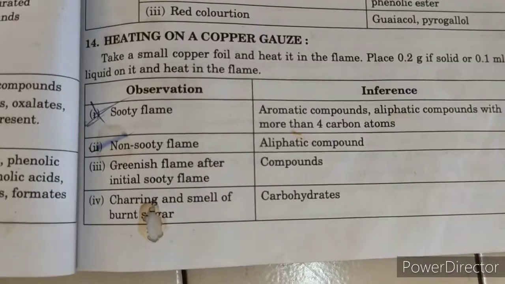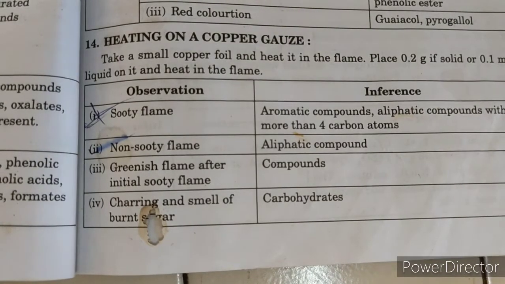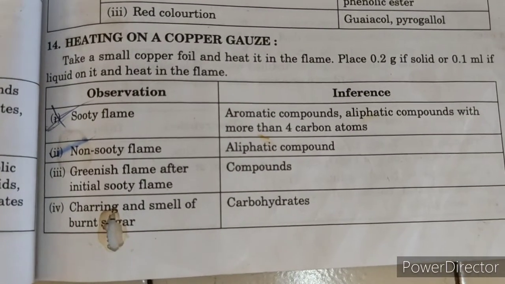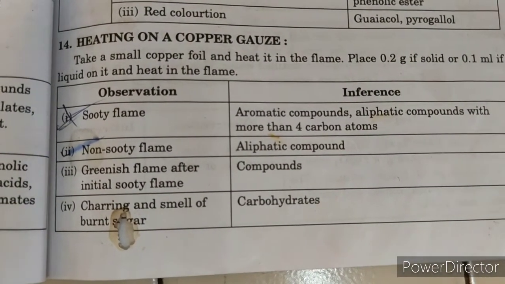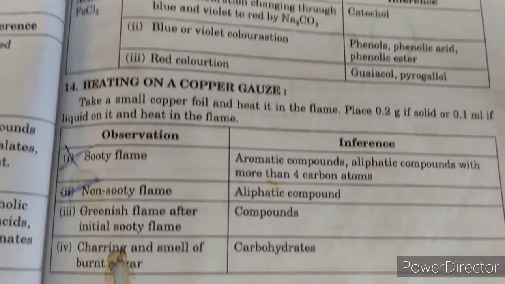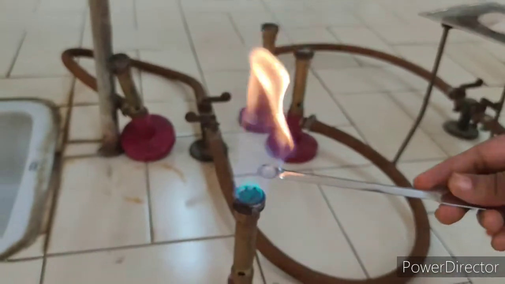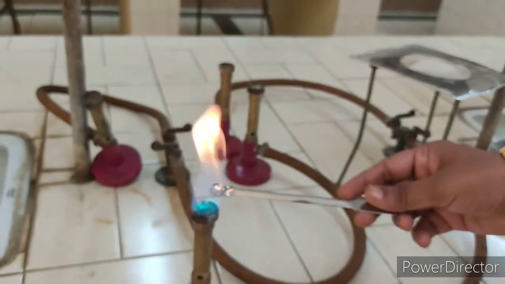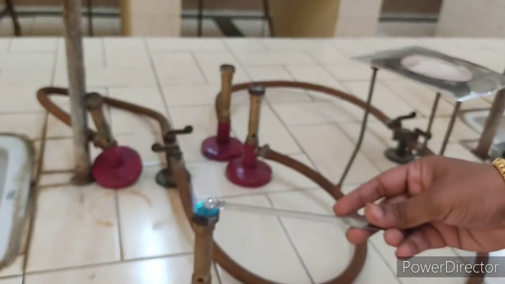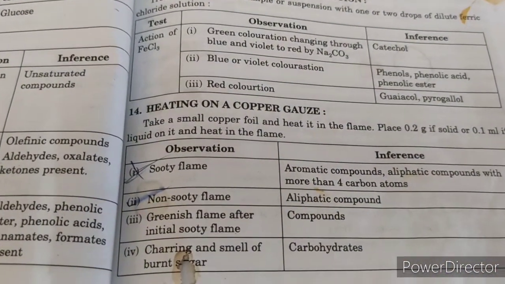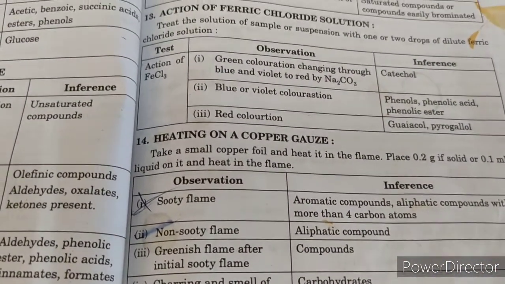Next is heating on a copper gauze. We are going to take a small amount of liquid sample on a spatula and heat it. We have to observe whether there is a sooty flame or a non-sooty flame. You can see that the flame is non-sooty. That means an aliphatic compound may be present.